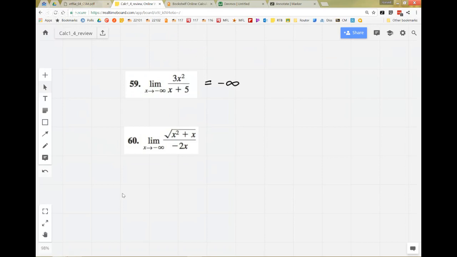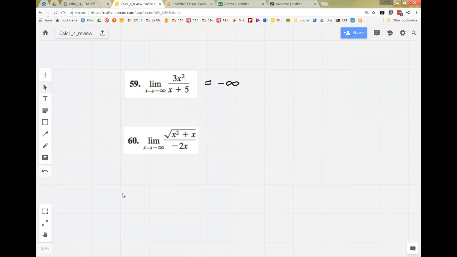On the top, we have a second degree, but because it's the square root, that's really going to be reduced to a first power on the top. And on the bottom, we have a first power. When the powers are tied, we do the coefficients. The coefficient of the x squared term on top is a 1, and on the bottom it's a 2. So it's going to be 1/2.